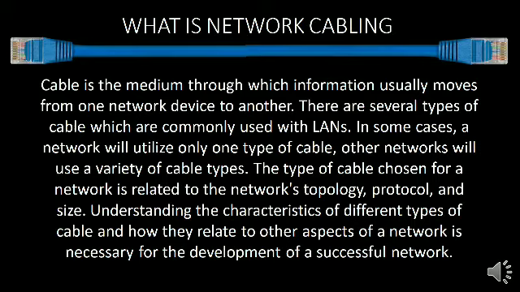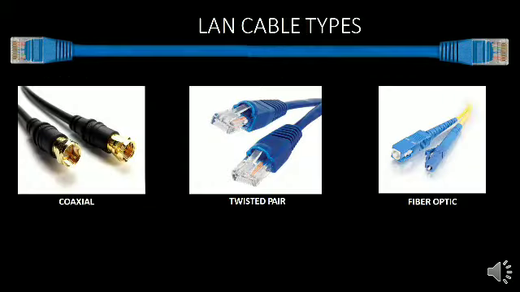The type of cable chosen for a network is related to the network's topology, protocol, and size. Understanding the characteristics of different types of cable and how they relate to other aspects of a network is necessary for the development of a successful network. LAN cable types: coaxial, twisted pair, and fiber optic.